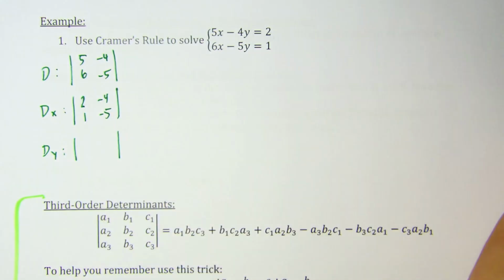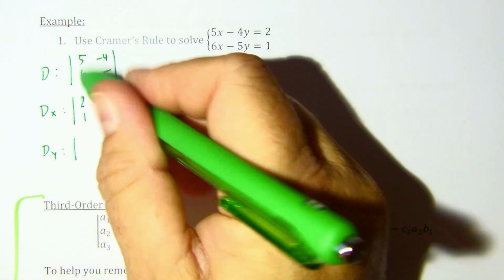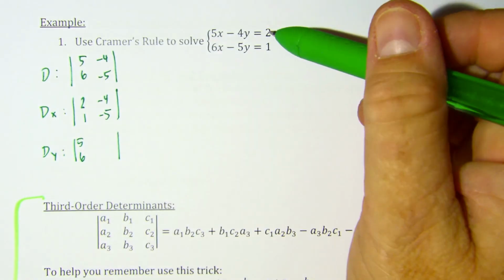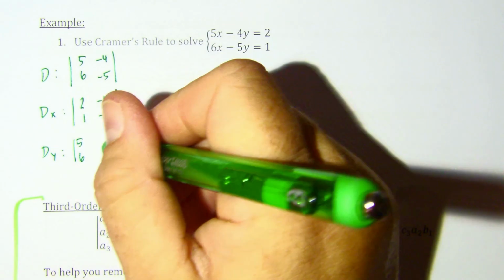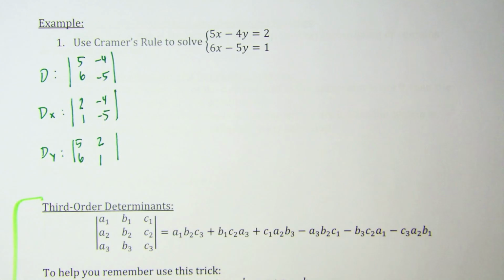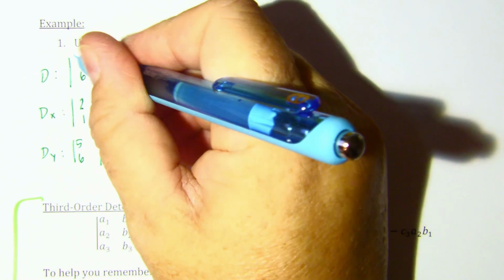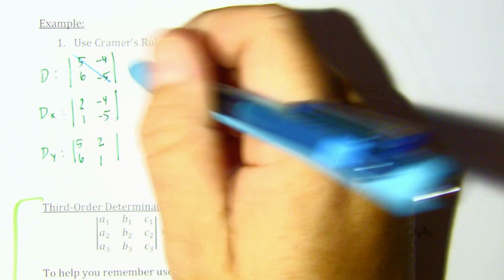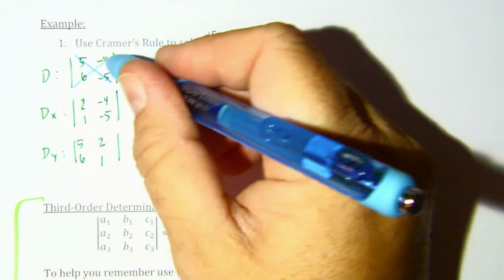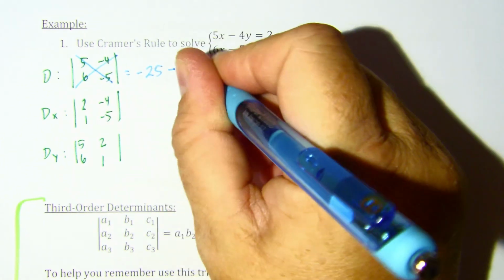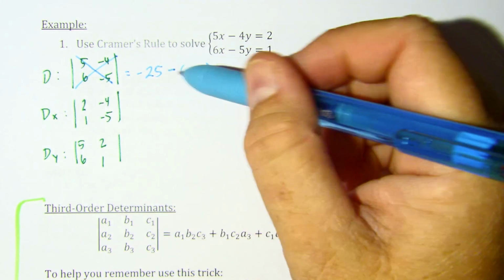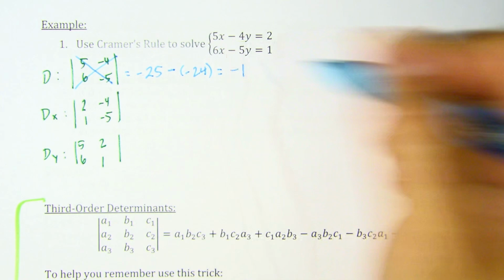And then for y, we are going to use the same numbers as the main determinant, 5 and 6. And then the numbers on the end get replaced for the y coefficients, so 2, 1. And now we just need to find the determinants. So multiplying down the main diagonal, 5 times negative 5 is negative 25, minus the opposite diagonal, negative 4 times 6 is negative 24. A negative times a negative is a positive, so negative 25 plus 24 is negative 1.